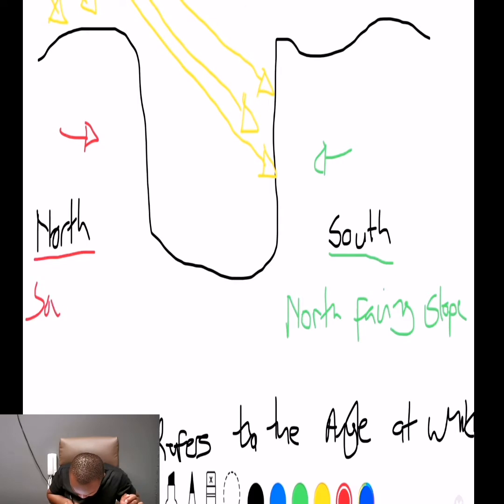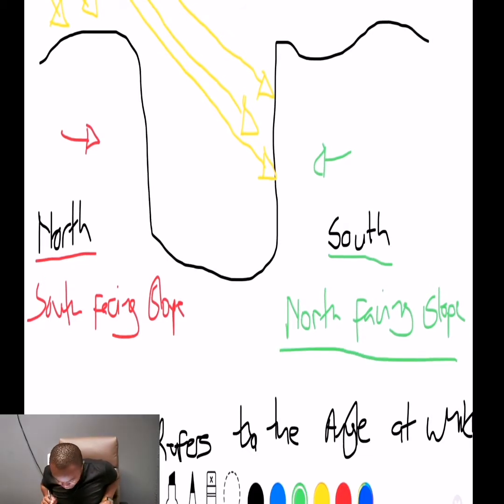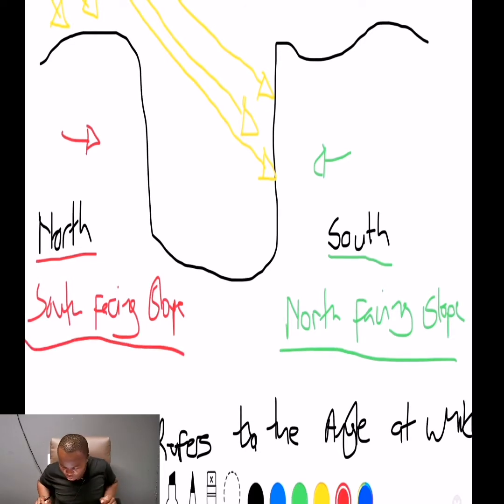The south facing slope. Why is this called the south facing slope? It is because it is facing the southerly position. As I've said, the slopes are named according to the direction in which they face. So we have the north facing slope, which is facing the north, and then again we have the south facing slope, which is facing the southern position.